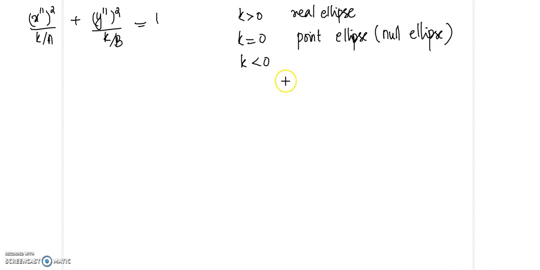And when k is less than 0, we are not getting a real value in that case. So x double dash square plus y double dash square is equal to a negative number. So that is not a real equation. Therefore it is called an imaginary ellipse. So those are the three classifications depending on the value of k. And now let us look into the next form.